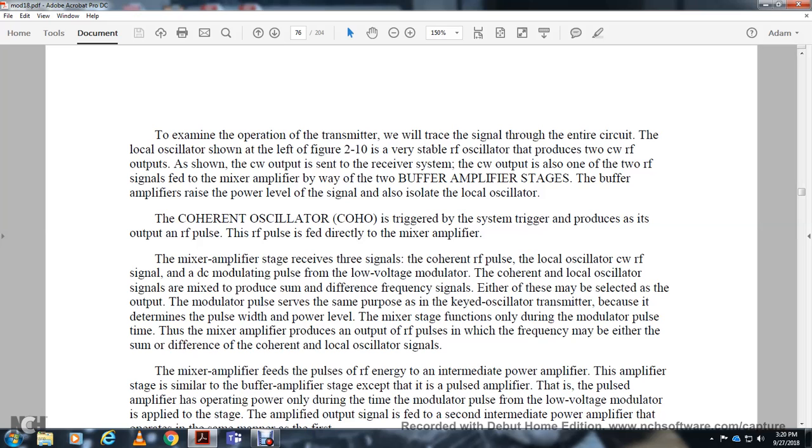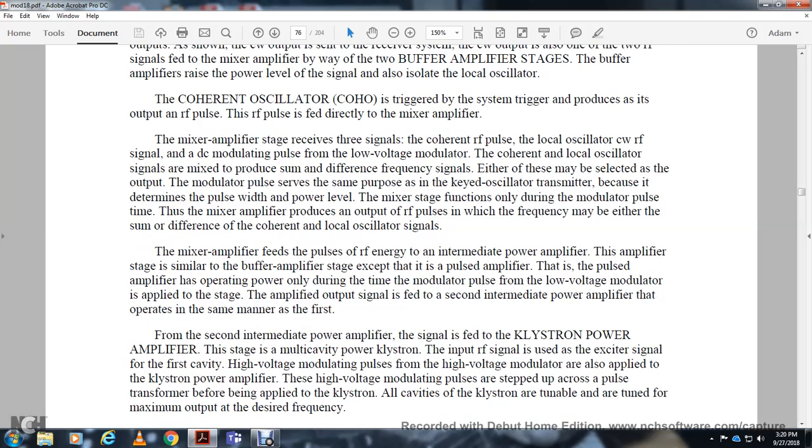Either may be selected as an output. The modulator pulse serves the same purpose as in the key oscillator transmitter, because it determines the pulse width, the power level, and the mixer stage function. Only when generating the modulating pulse does the mixer amplifier produce the output radio frequency pulse, whose frequency may be either the sum or the difference of the coherent and local oscillator signals. The mixer amplifier feeds the radio frequency pulse to the intermediate power amplifier.